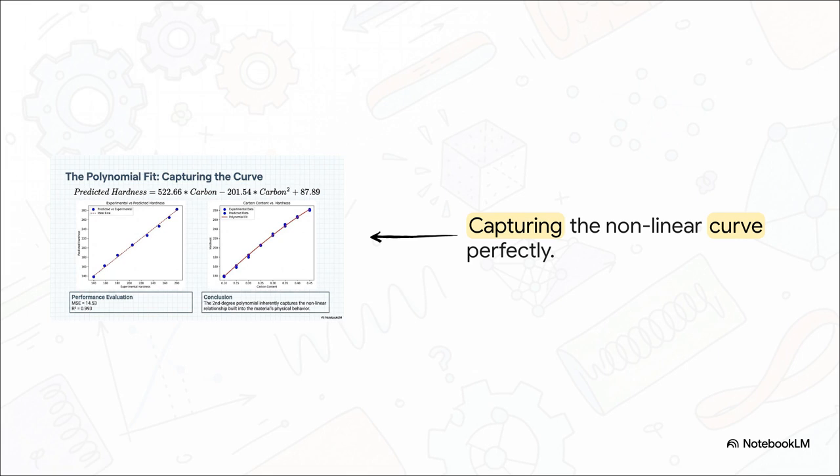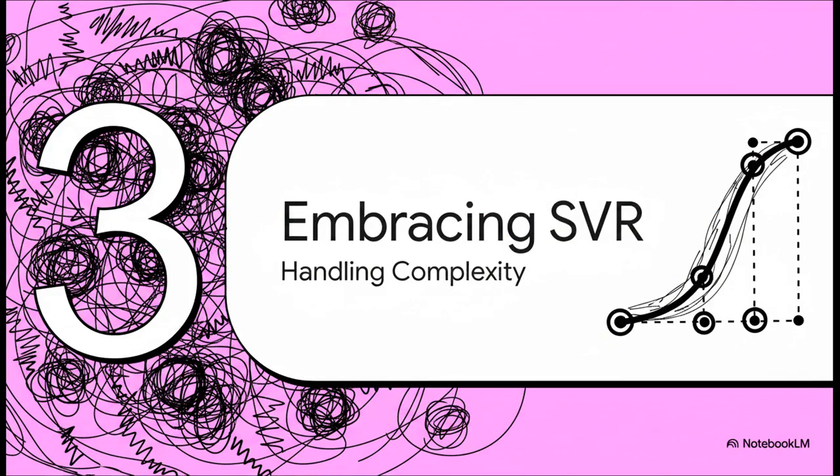The calculated curve perfectly traces the experimental data points. Our model generated an explicit equation for predicted hardness, and the performance evaluation shows an R-squared value of 0.993. That is remarkably accurate. It totally proves that a simple second-degree polynomial inherently captures the nonlinear physical behavior built right into the material. Which brings us to section 3. Embracing complexity with SVR, because sometimes polynomials just aren't enough.